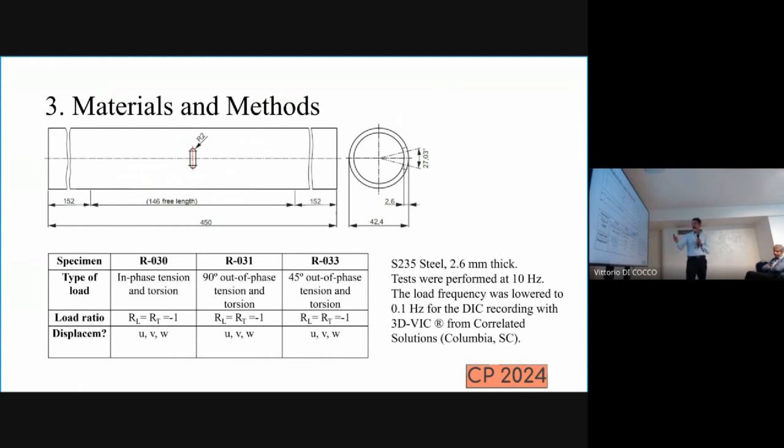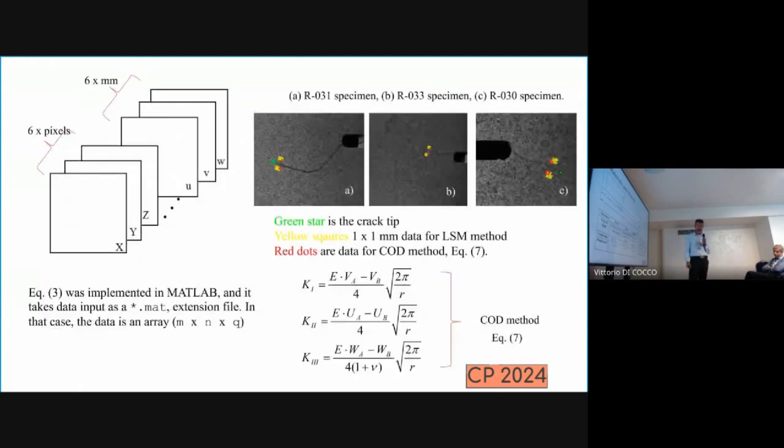It's also important that the fields were recorded using the 3D DIC software from Correlated Solutions. And so the data exported from the 3D DIC software is basically an array of matrices.